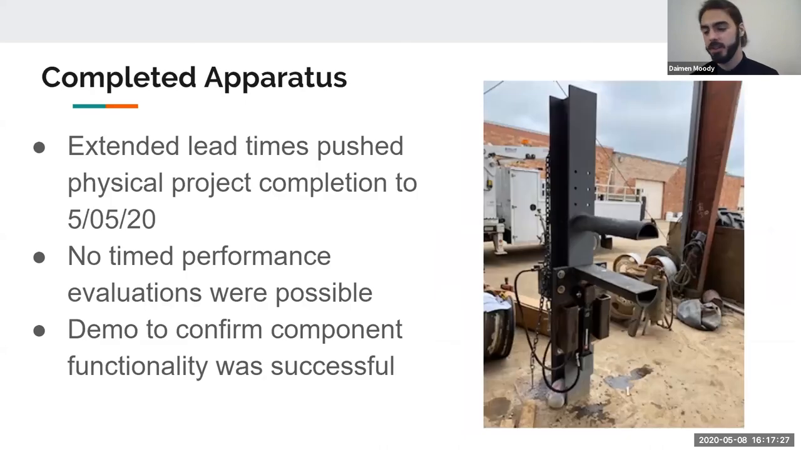And here we go. This is the completed apparatus, which is currently on site at Walpole. Extended lead times pushed us to physically complete this just a couple of days ago. As a result of that, and the fact that no skidder tires were present at Walpole to perform actual tire removal at this time, we haven't been able to perform any timed evaluations. But we were able to successfully demonstrate functionality of all the components, including the hydraulically actuated sled, by mounting just a rim on there, which was then secured with the chains as well. Everything was nice, tight, and snug against the apparatus, and the operators at Walpole were very happy with what they saw.